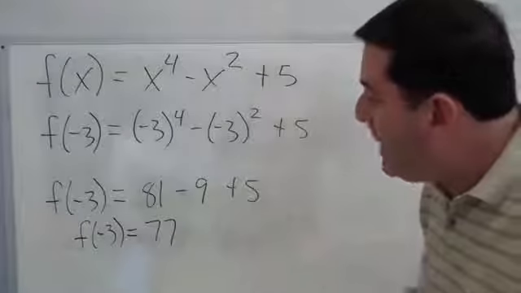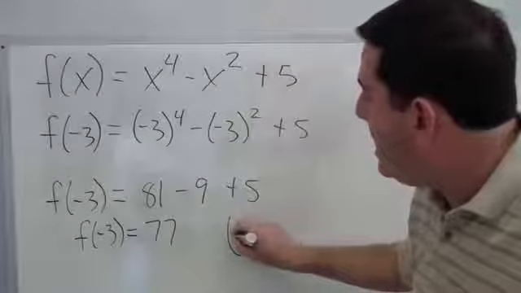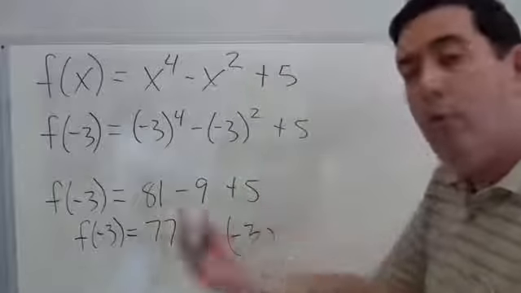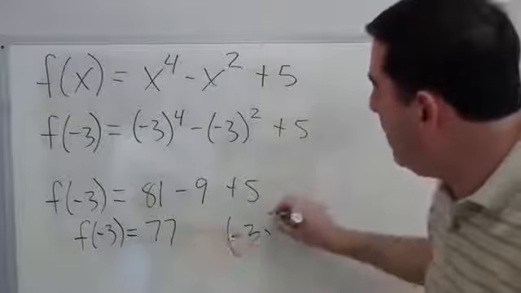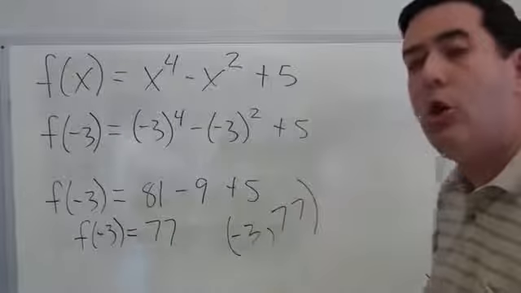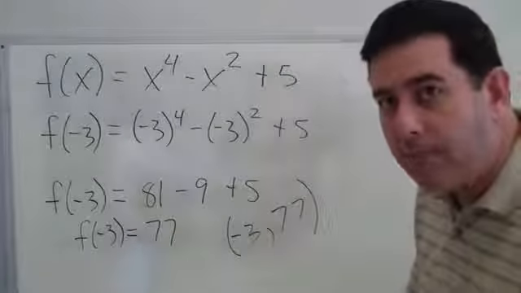So this again gives me an ordered pair. -3, the number we divided by, is an x value. 77, the number that was our remainder, is a y value.